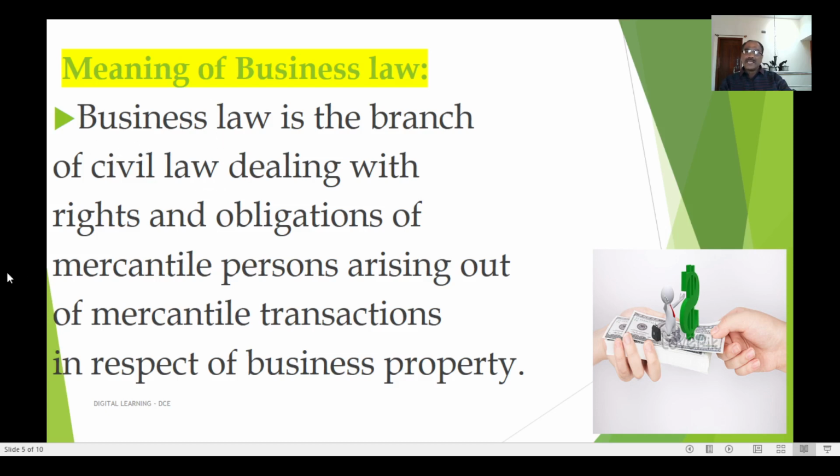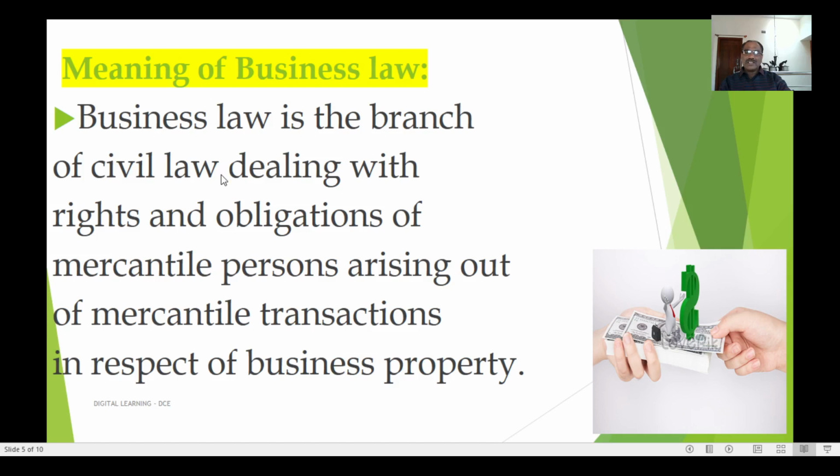And let us see what we can understand with the help of this meaning. That is, business law is a branch of civil law. As already explained in this video, business law is a branch of law, and it is the branch of civil law for the business. Criminal law is not applicable for the business.